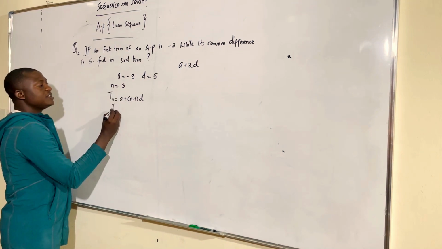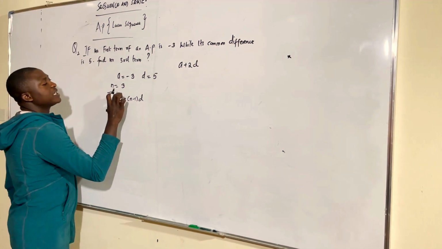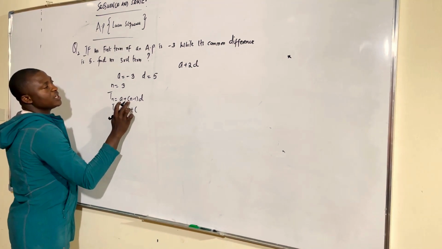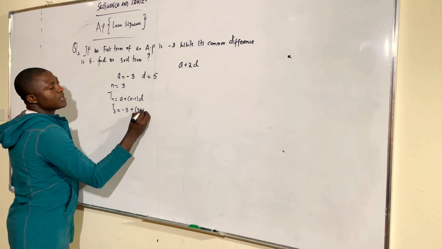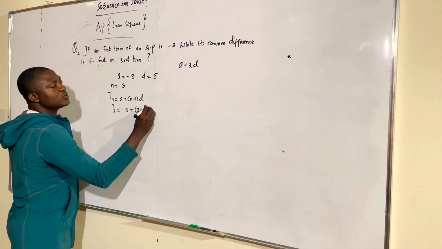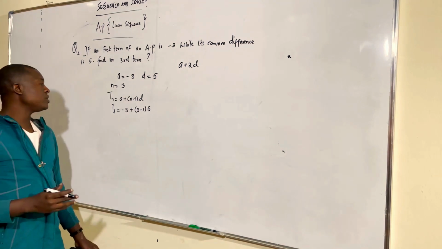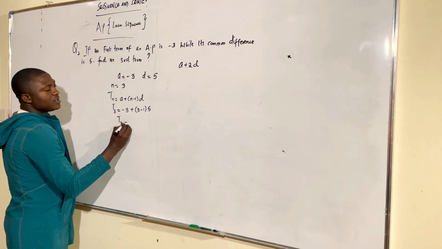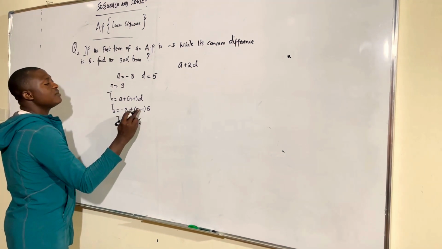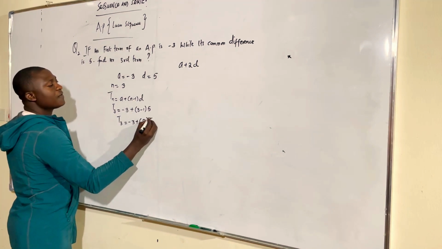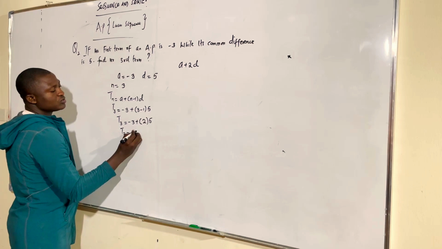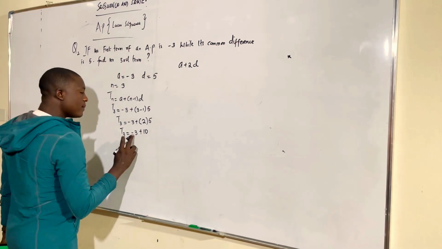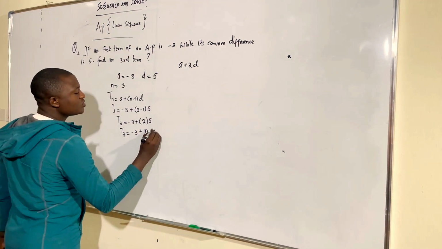That means T3 is equal to our first term, which is minus 3, plus the number of terms, 3, minus 1, times the common difference, which is 5. I told you earlier, either the common difference or the first term can be negative. It depends on the problem. So T3 equals minus 3 plus 3 minus 1, which is 2, times 5. So T3 equals minus 3 plus 2 multiplied by 5, which is 10. So minus 3 plus 10, we are going to have 7.